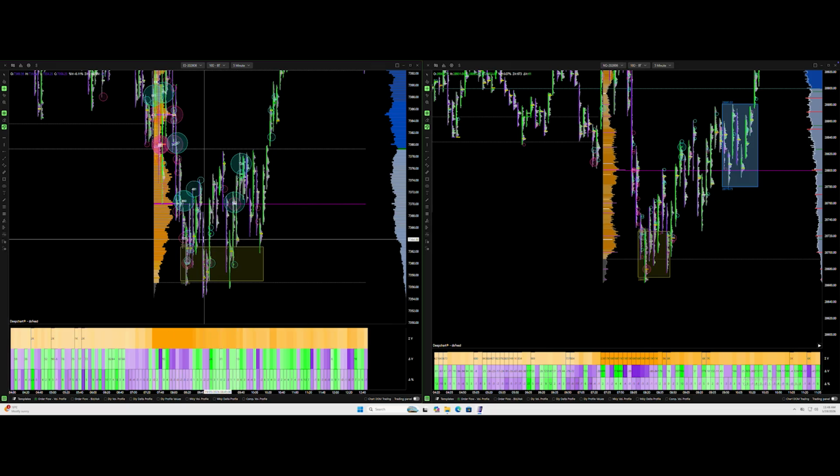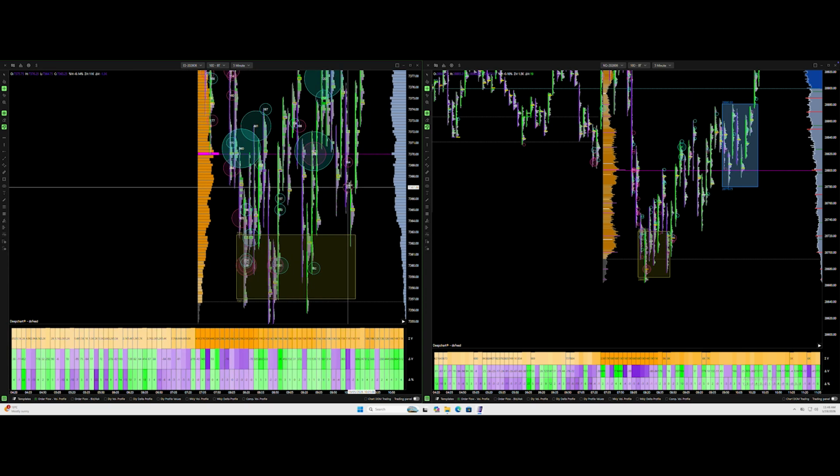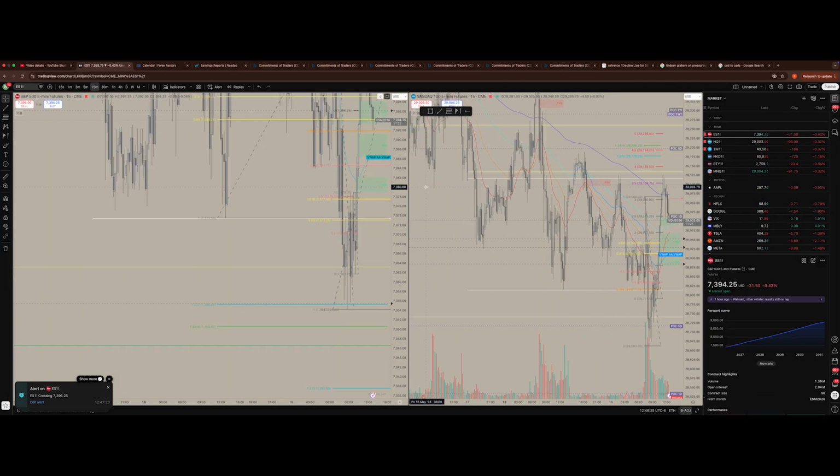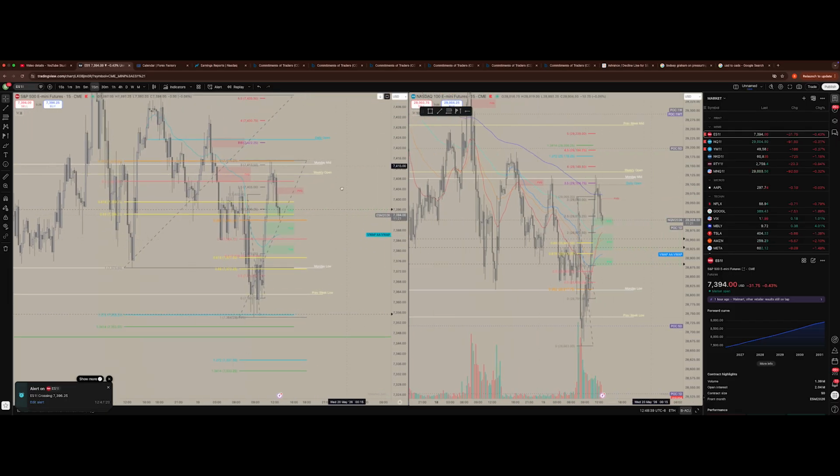All I did was switch indices. I went from ES to NQ. I was initially long on ES, then I went to NQ. I'll talk about all of that. I'll start with a chart actually, and then we'll dive into the tape. So we're looking at charts for potential levels. That's how I usually do it.